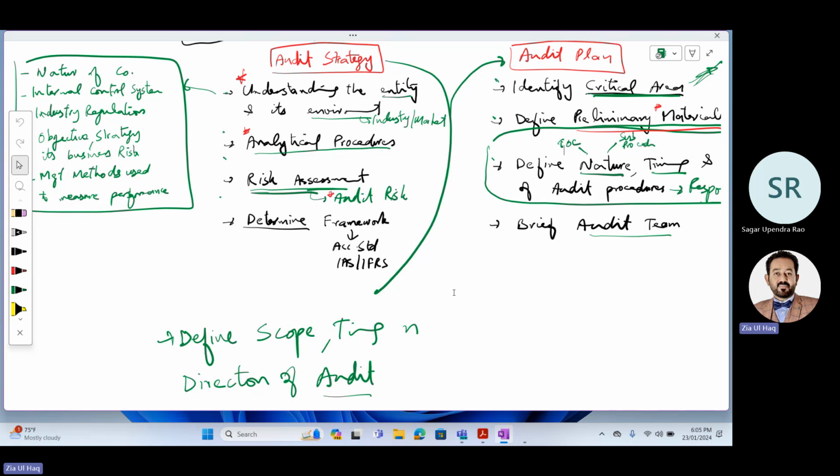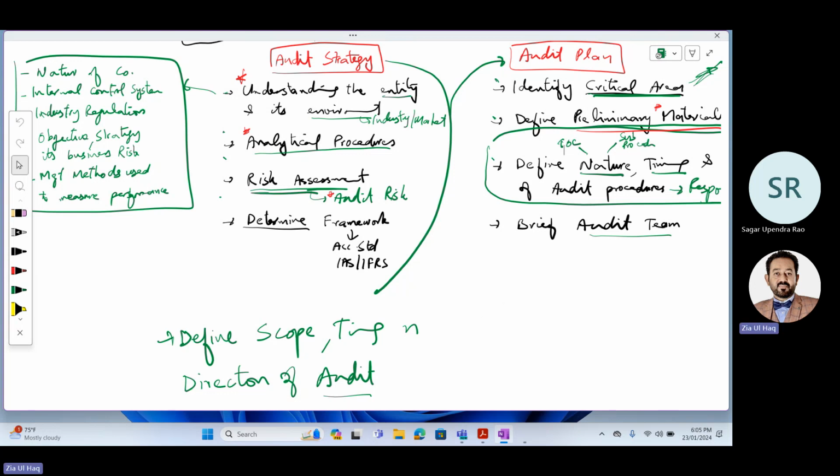We will see how we use ratio analysis, and we will cover some questions today. Risk assessment is the most important and technical area that we will cover today. In today's lecture, we will cover just one topic, that is risk assessment, meaning audit risk.